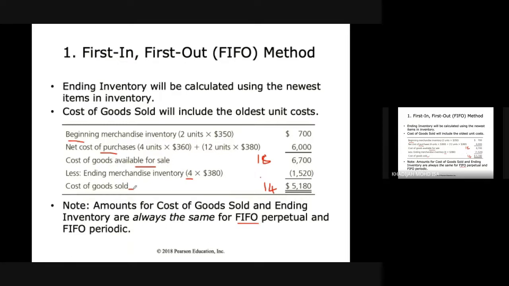But under periodic, how you decide on the COGS is based on the ending inventory. So it is the X value, the balancing figure.